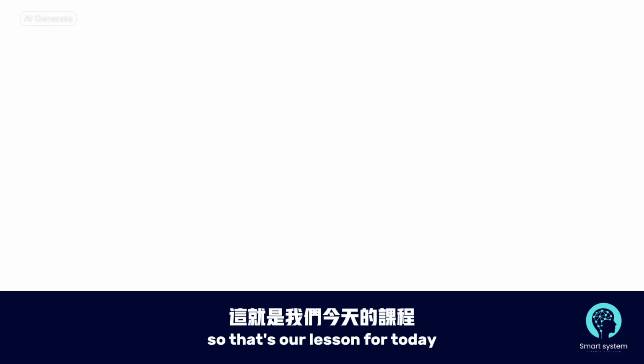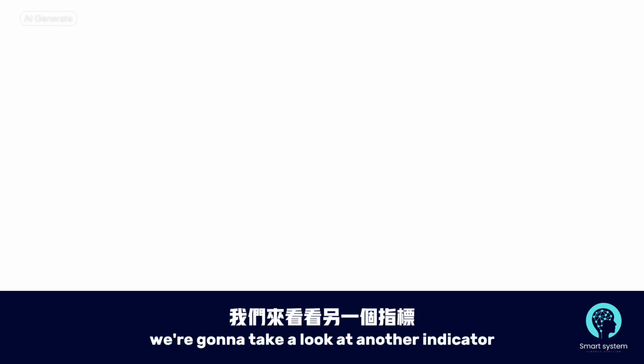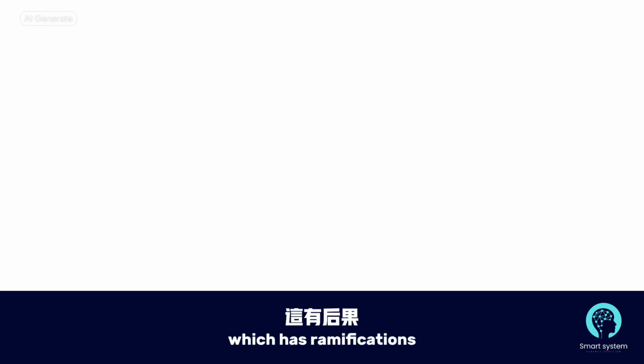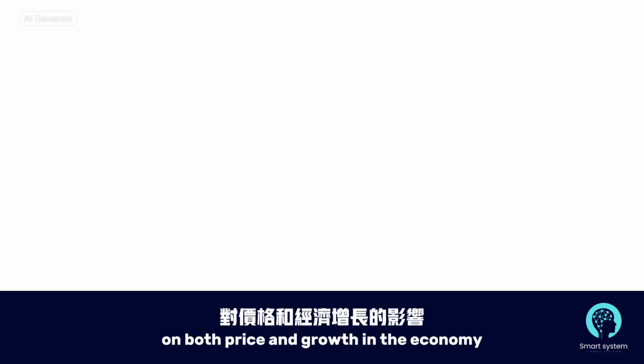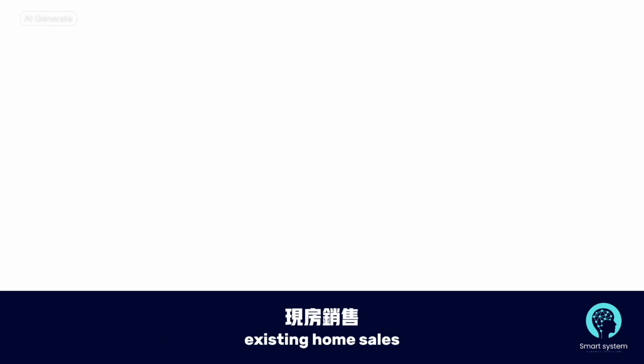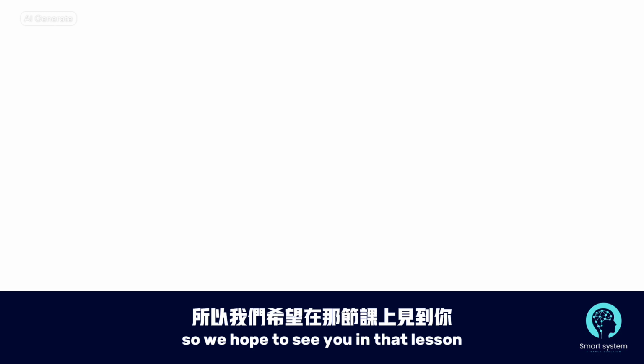So that's our lesson for today. In our next lesson, we're going to take a look at another indicator, which has ramifications on both price and growth in the economy, existing home sales.